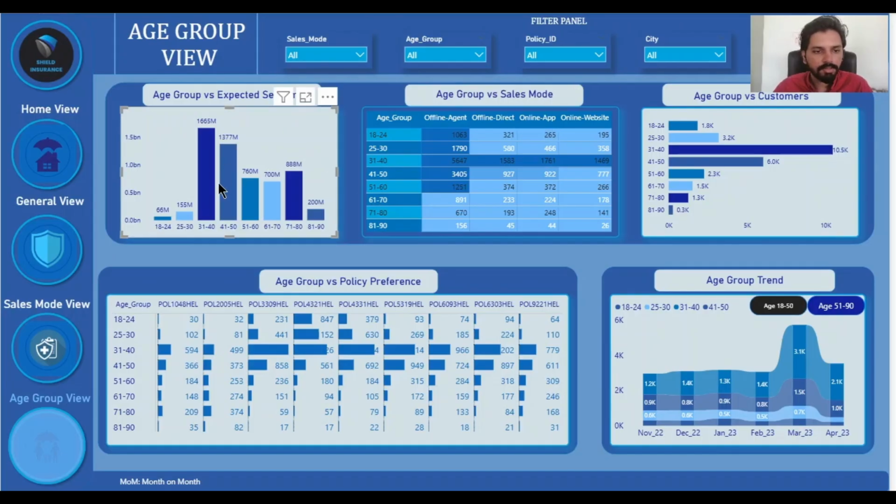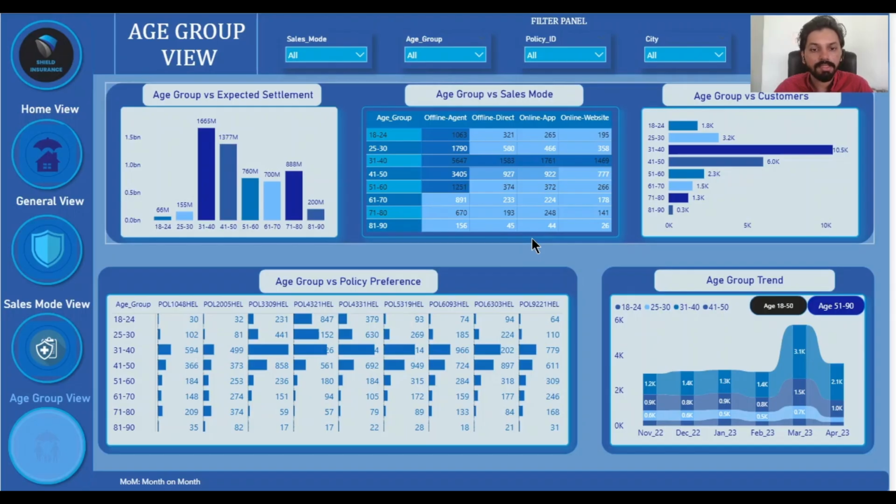the age group 31 to 40 is the highest in the expected settlement, followed by age group 41 to 50. And the third highest group for expected settlement is the age group 71 to 80. So basically these three age groups, that is 31 to 40, 41 to 50 and 71 to 80, are highest in the expected settlement. Let's understand the next, that is the age group and sales mode.